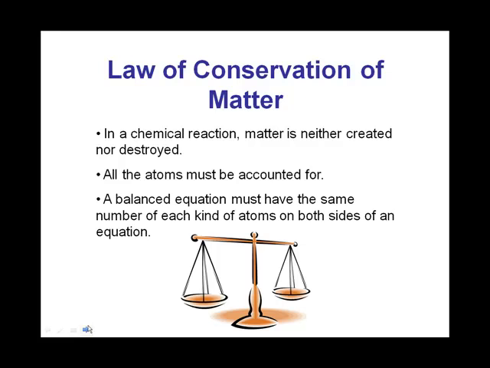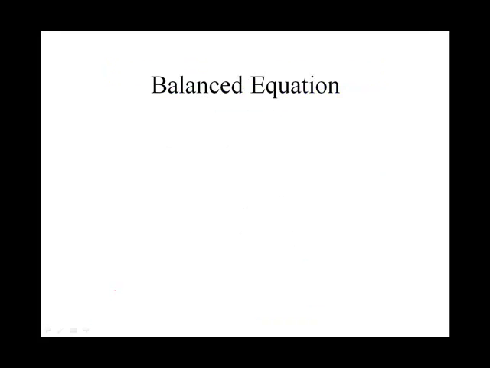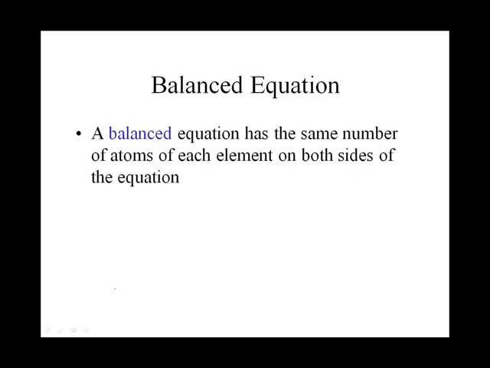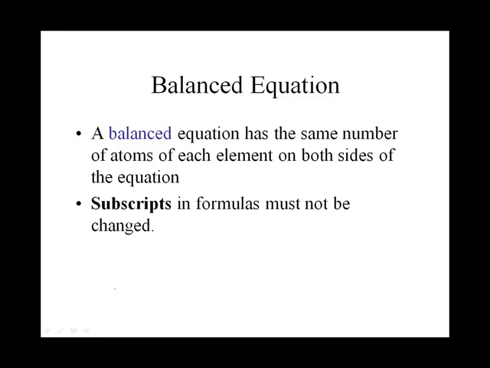Therefore, a balanced equation is necessary to keep the same number of each kind of atom on the reactant and product side of the equation. A balanced equation has the same number of atoms of each element on both sides of the equation. Please note that subscripts and formulas must not be changed.